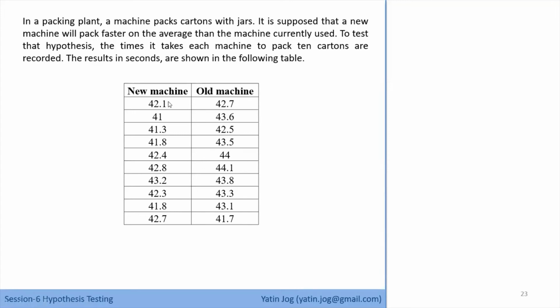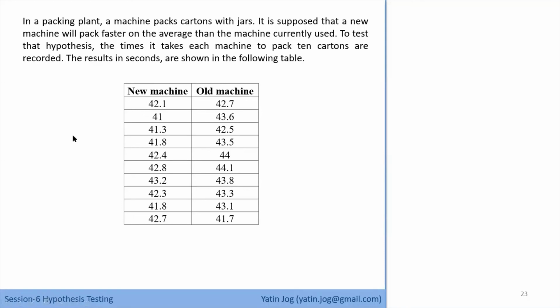Yes, so this data is about a packing plant. In a packing plant, a machine packs cartons with jars, and this is the new machine packing time, and this is the old machine packing time. And this packing time is what it takes to pack 10 cartons. So this is the time taken to pack 10 cartons by new machine. In second slot, the same new machine is taking 41 seconds maybe or 41 minutes to pack 10 cartons and so on. So we are trying to compare the packing time of new machine with old machine.